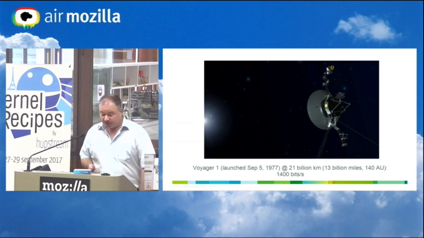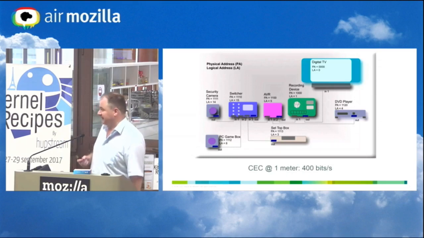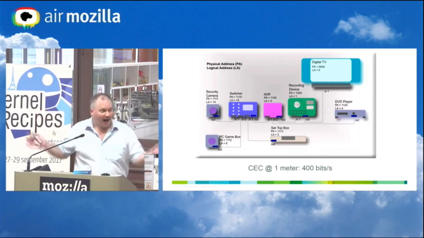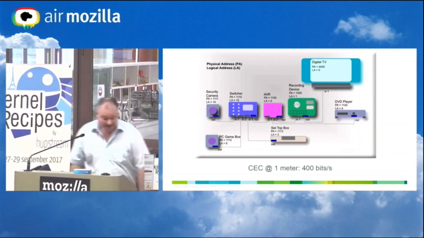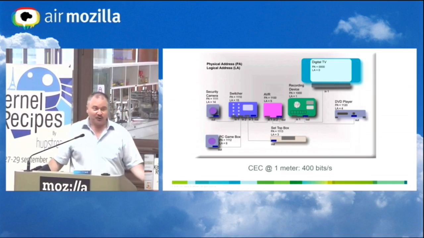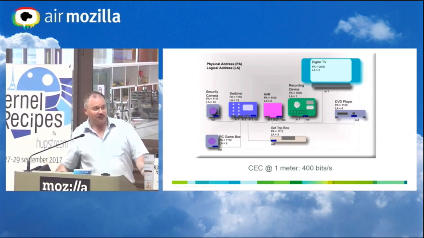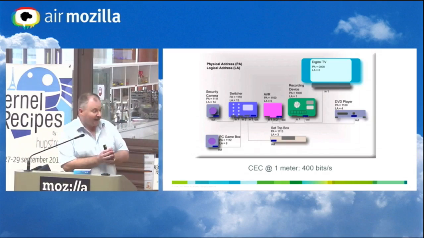So with a lot of embarrassment, I now introduce CEC, which at 1 meter does 400 bits per second. I'm really sorry. I probably maintain the slowest bus in the kernel. But yeah.